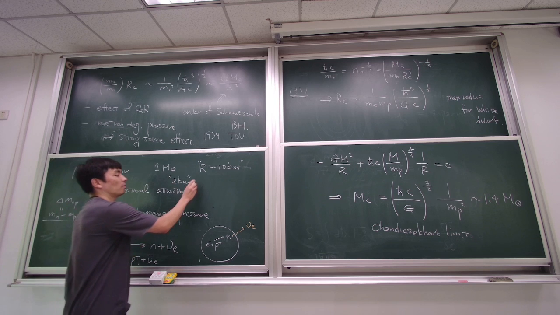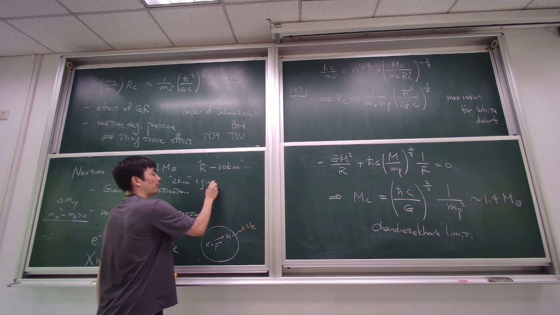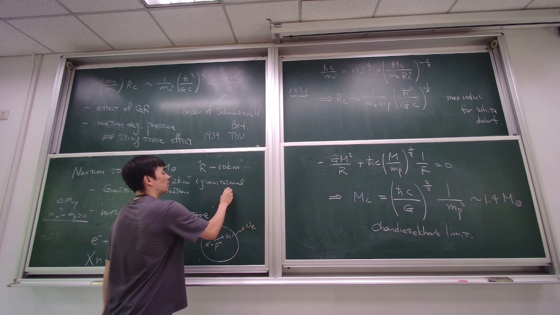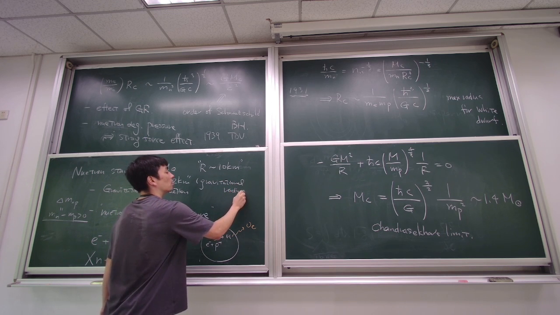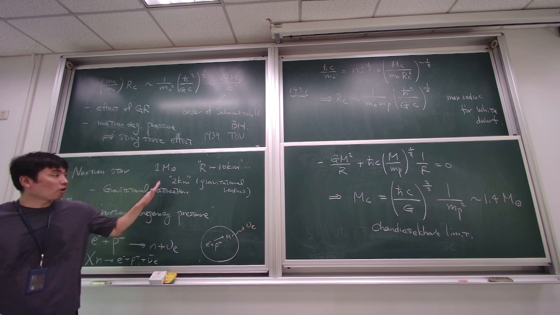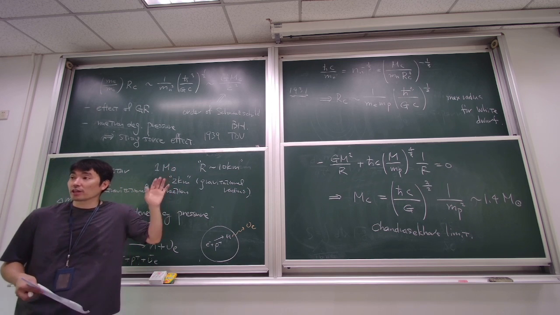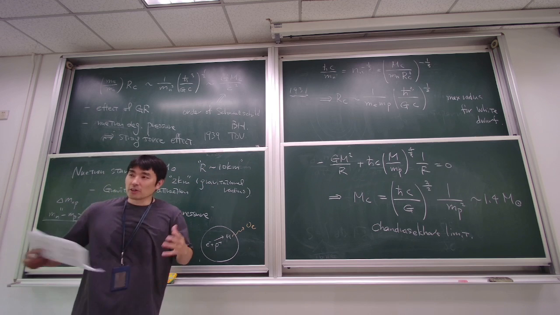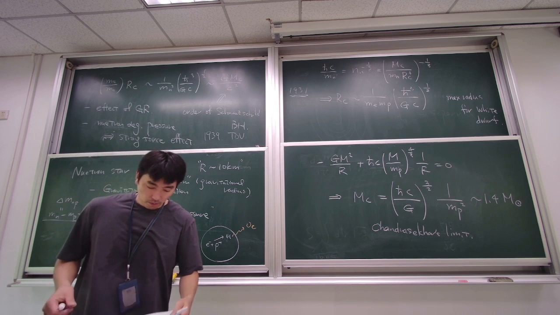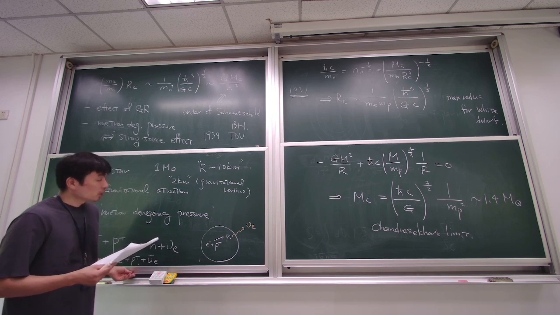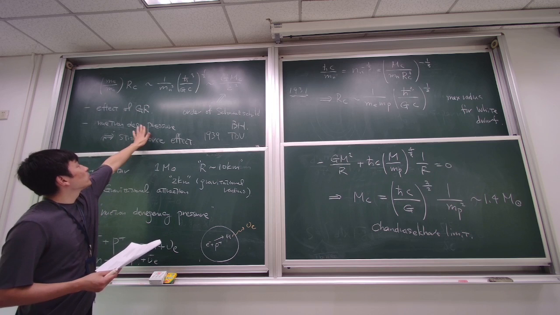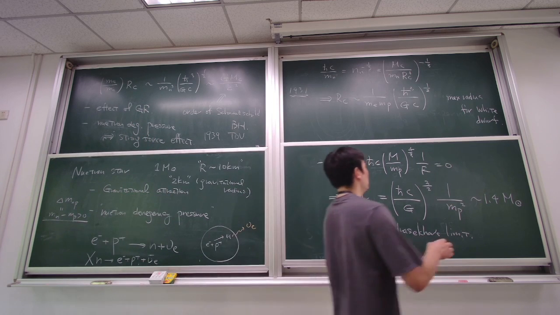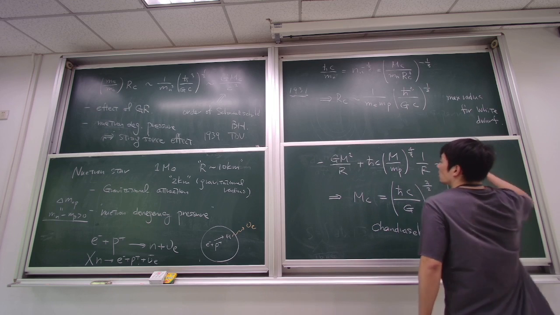This is often called a gravitational radius. So the actual radius of the star is really comparable with its Schwarzschild radius. Therefore, it's called a compact object. Then you need to include the GR effect. So let's do that. To include the GR effect, we need to solve the Einstein equation. That's the way to go.